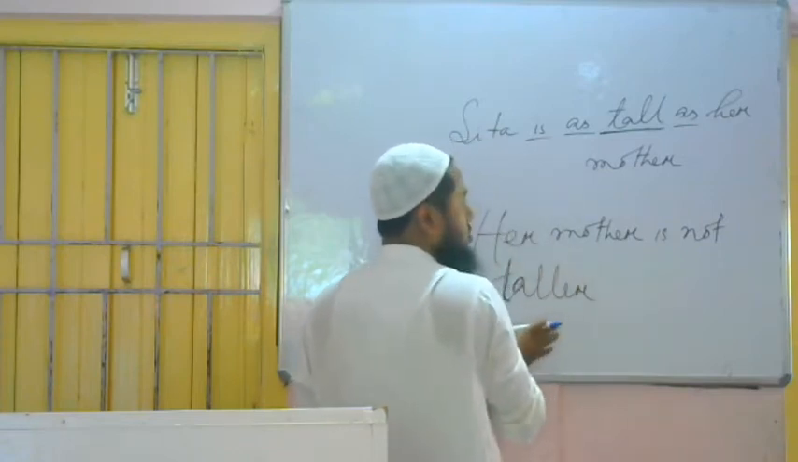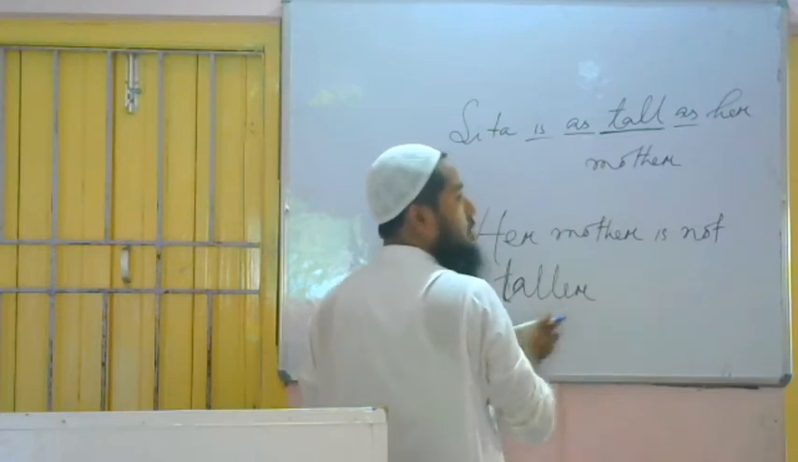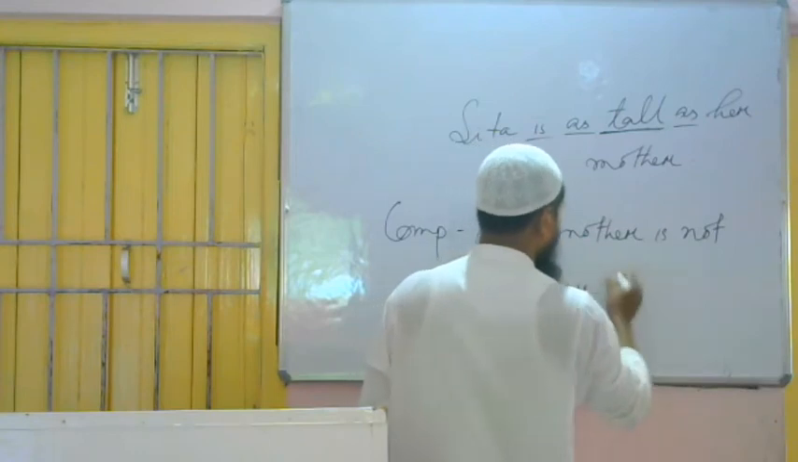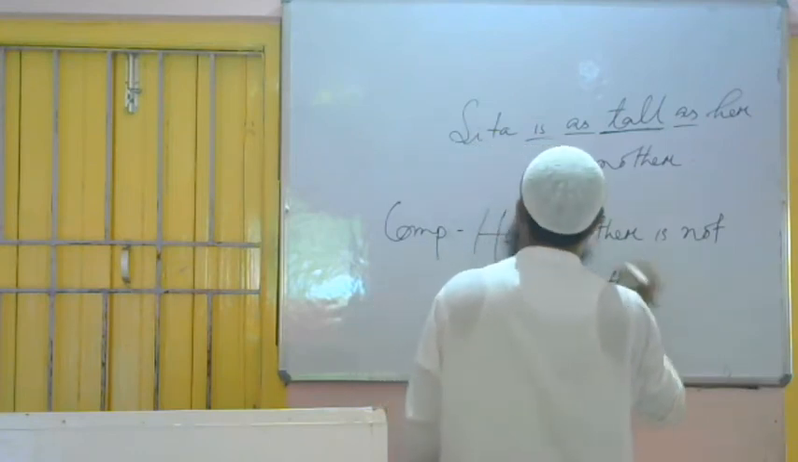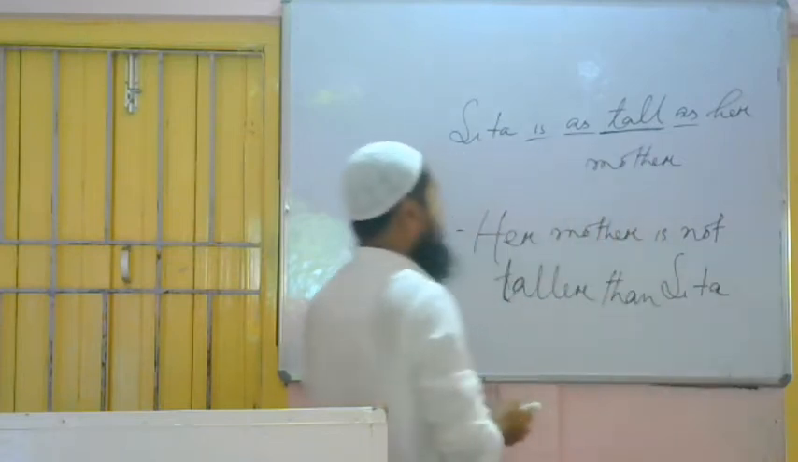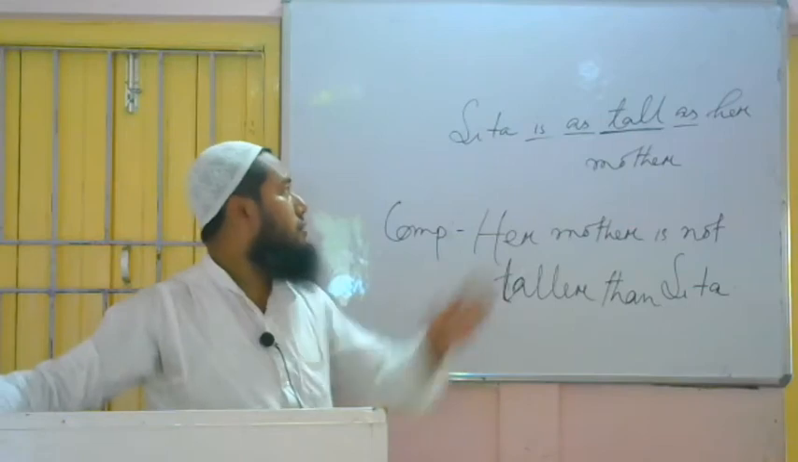Then, after getting the comparative form, how to identify, we have to use what? Than. So her mother is not taller than Sita. Her mother is not taller than Sita. This is the comparative degree of this sentence.